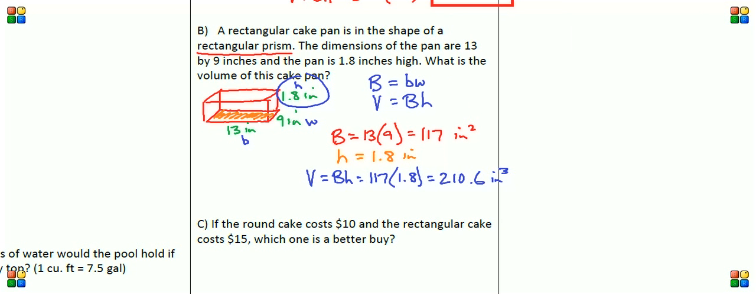So I'll put a box around this. Here is our volume of our rectangular prism or our square cake pan. See you in the next video to figure out letter C.